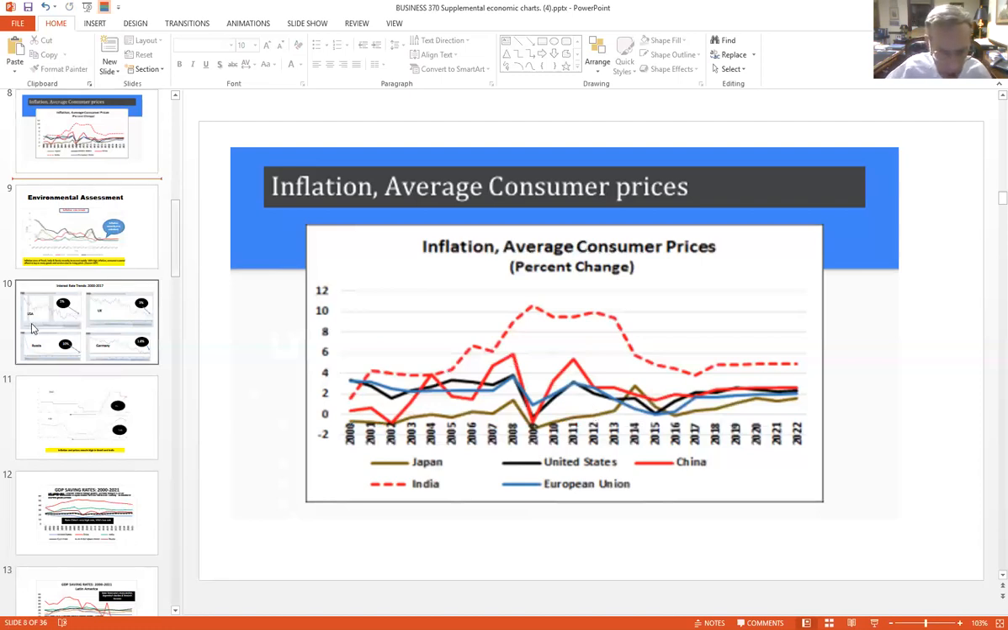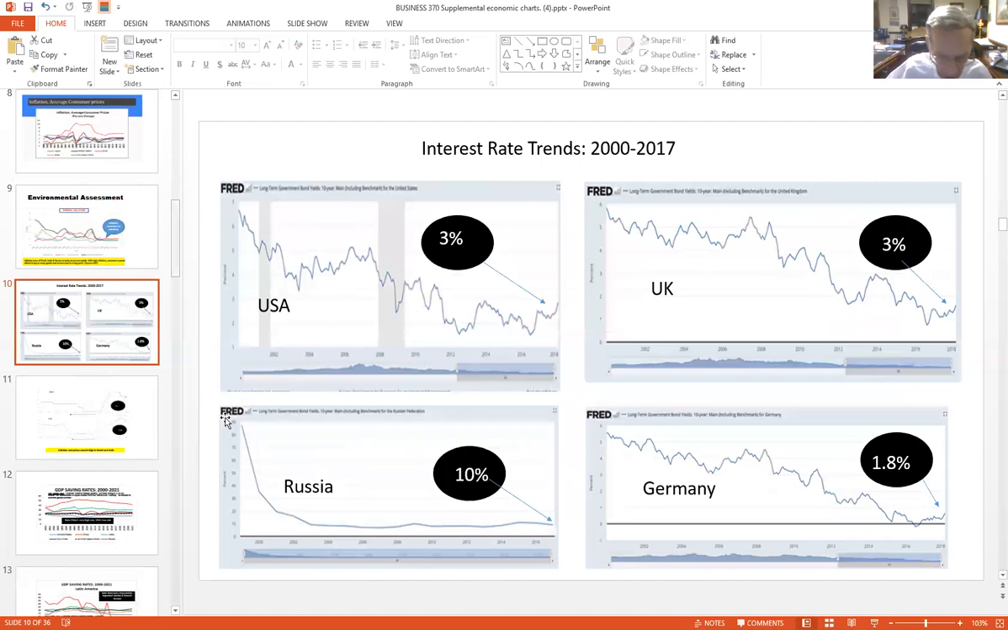Let's see if I can make this slide go up. Okay, here we are taking a look at some interest rate trends. And we can see that these trends go through 2017. So my graphs here really need to be updated. But we can see some significant trends just the same.